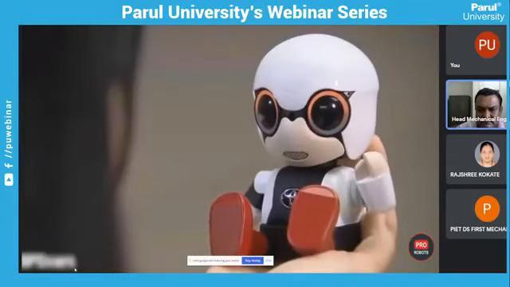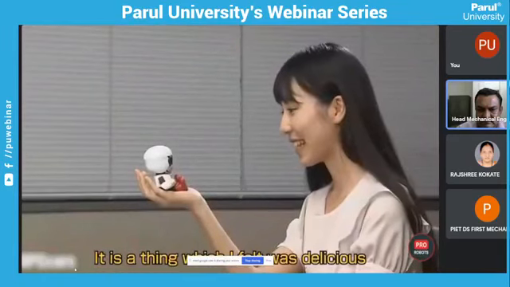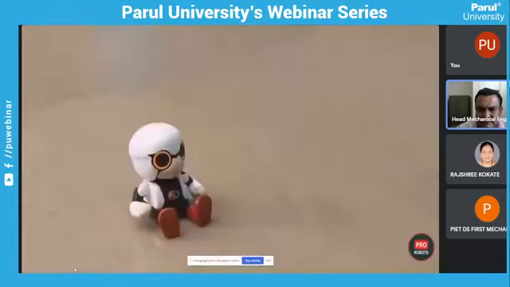Toyota also sells Kirobo Mini robots, capable of communicating not only with a person, but also with the company's car and smart home.